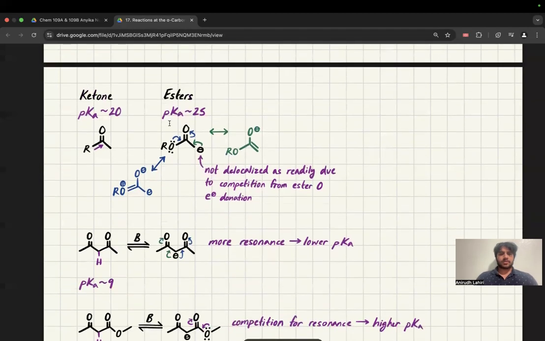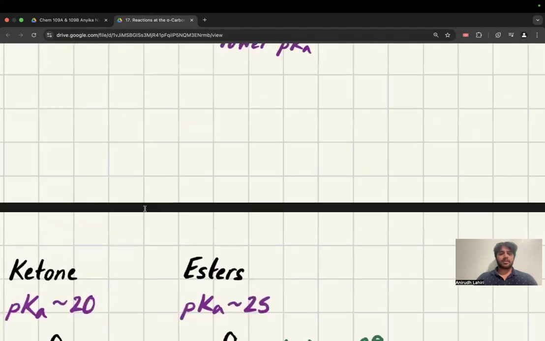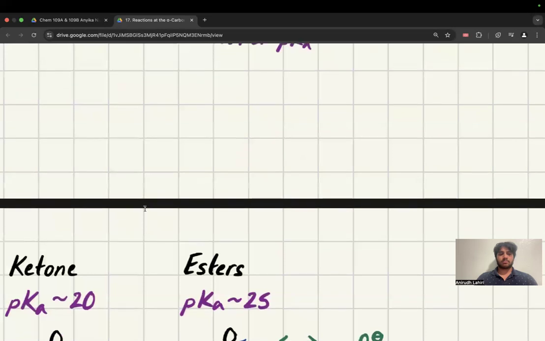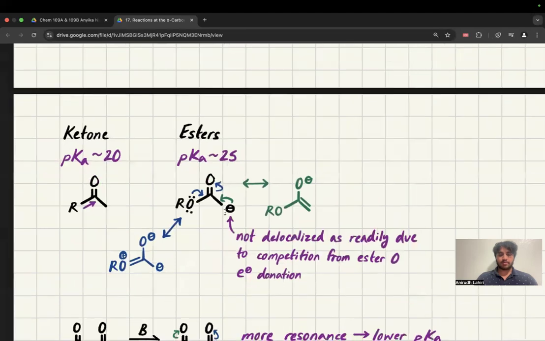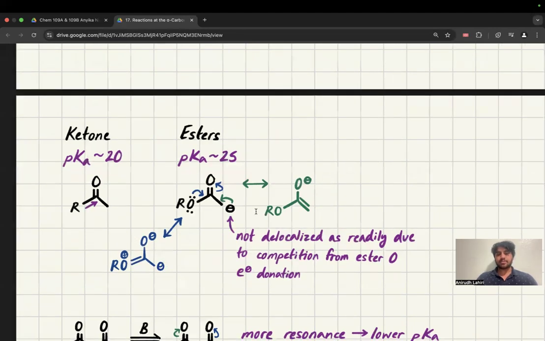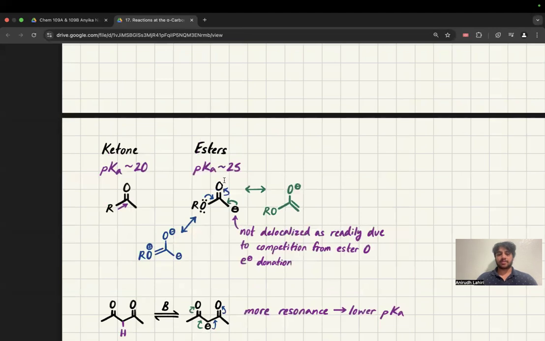Okay, esters. Esters have a higher pKa. Pause the video and try to guess why. Okay. This is because when we have a minus here, we have two systems, right? So we can delocalize on this side or we can delocalize on this side, right? But when the electrons are delocalizing on the left side, this negative is kind of just naked on this position, right? We can't delocalize into this system when we have this resonance structure, right? So because of that, it's basically a competing resonance of stabilization. It's a little bit higher than a ketone.